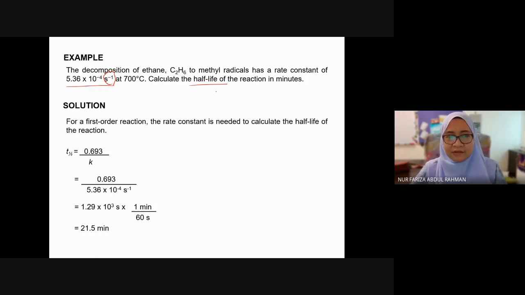Calculate the half-life. Okay, kita ada 3 jenis half-life: zero, first dengan second. Nak pakai formula yang mana? Kita kena tahu order dia. That's why dia bagi unit rate constant with unit there, so that you'll be able to determine the order. Dah tahu order guys, masuk je data dalam formula. So the rest settle.